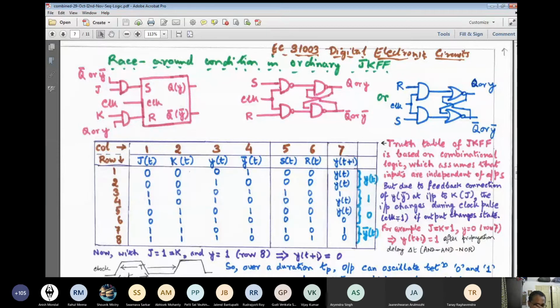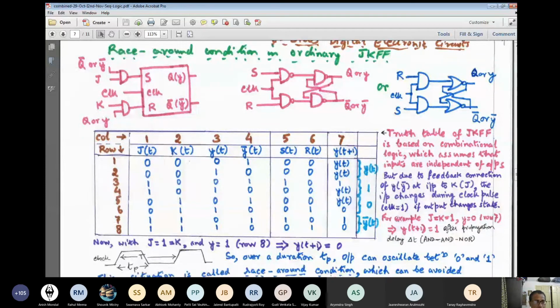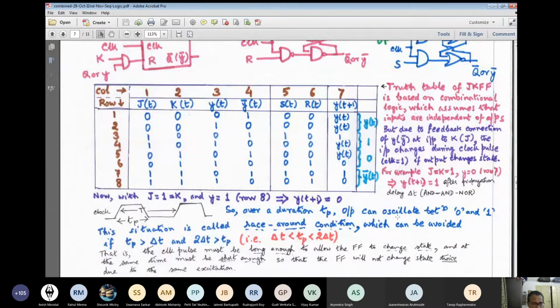So with J equal to K equal to 1 and Y equal to 1, over a duration TP, output can oscillate between 0 and 1. So this situation is called race around. So my dear friend, have you got what you mean by race around? Race around means that it is a level triggered flip-flop.